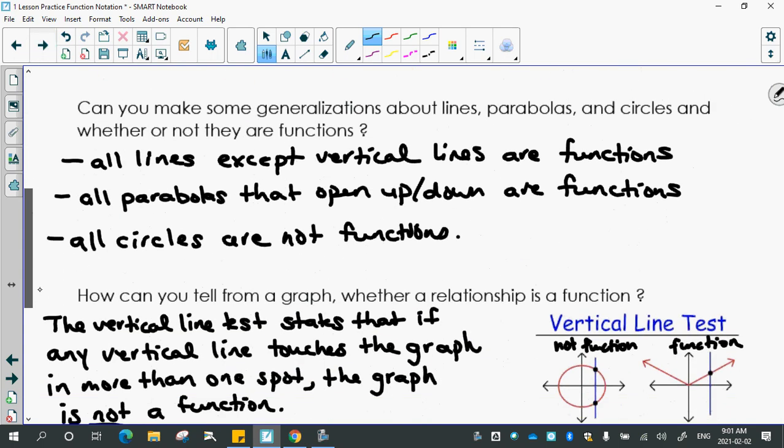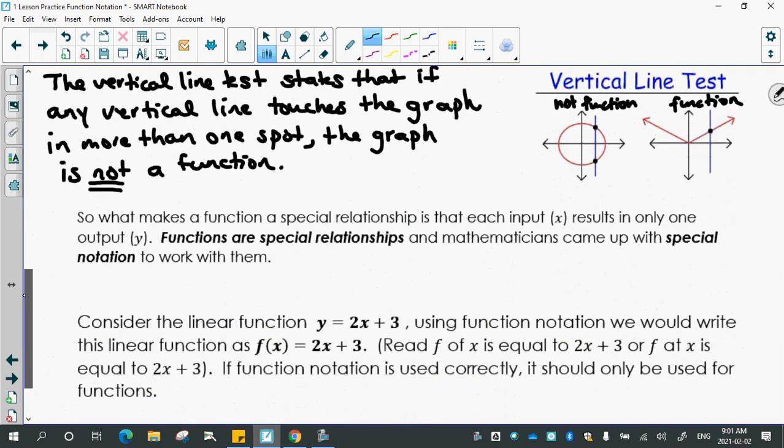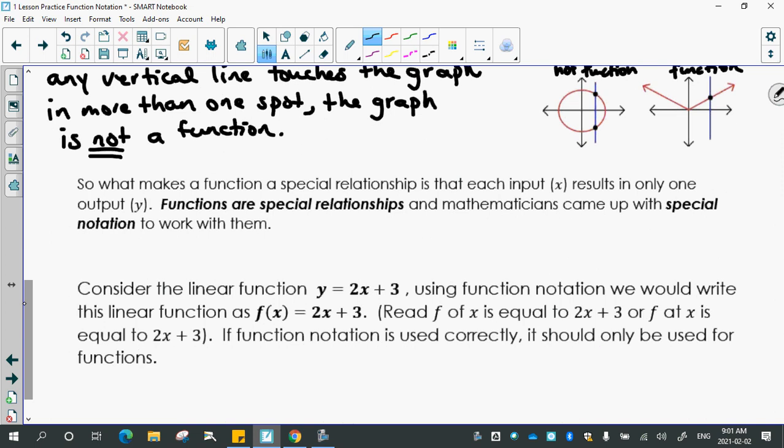So that's kind of from a graphical perspective, and then equations that we can picture as graphs of how to tell whether something's a function or not. What makes a function special, a special relationship, is that each input x results in only one output y. Functions are special relationships, and mathematics came up with special notation to work with them.